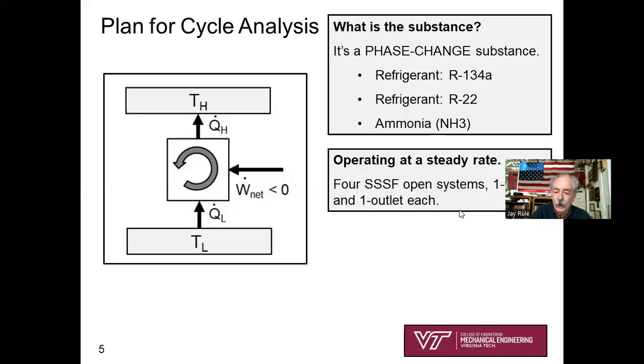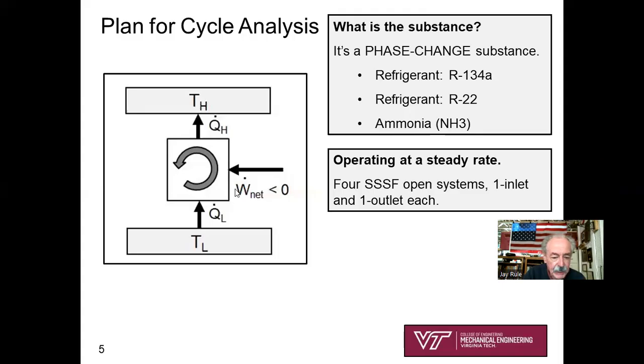Let's see, another thing. Once we've drawn the sketch, remember the dots? We've got these dots over top of Q_L, Q_H, W_net. Think of a refrigerator. It's not just sitting there and the heat transfer is in kilojoules, is it? It's kilojoules per second. The refrigerator is operating at a steady rate when it's running. Okay, so that's Q dot, W dot. It's all about the dots.